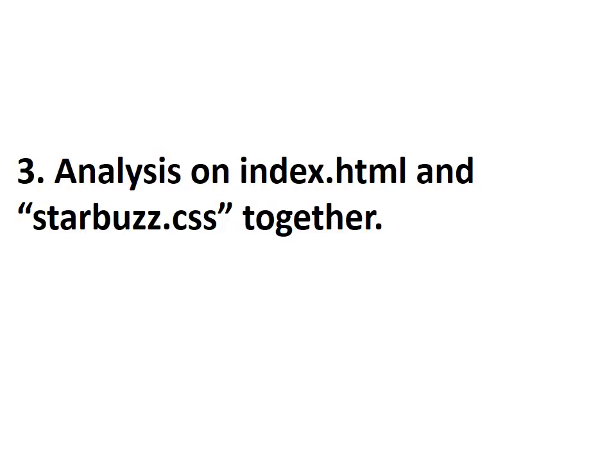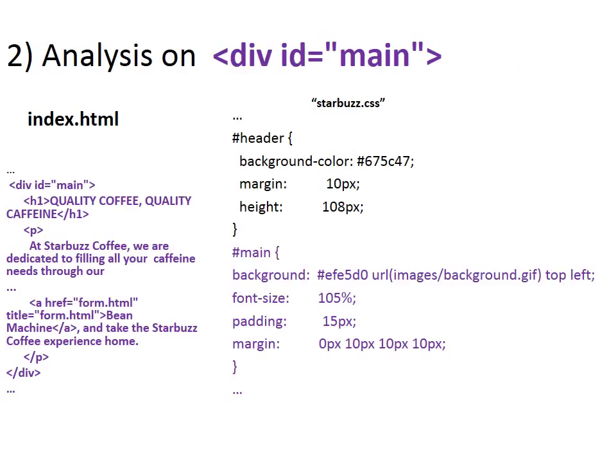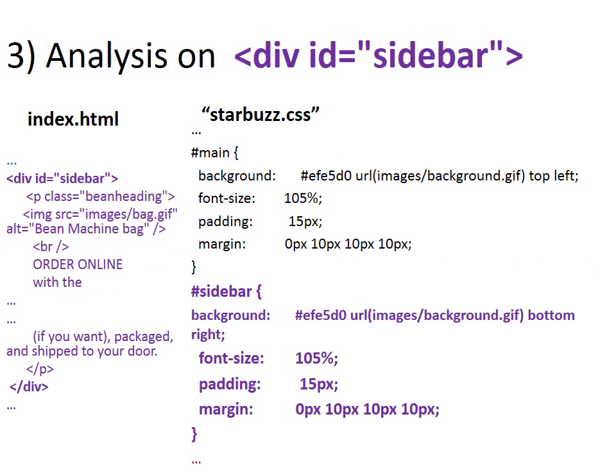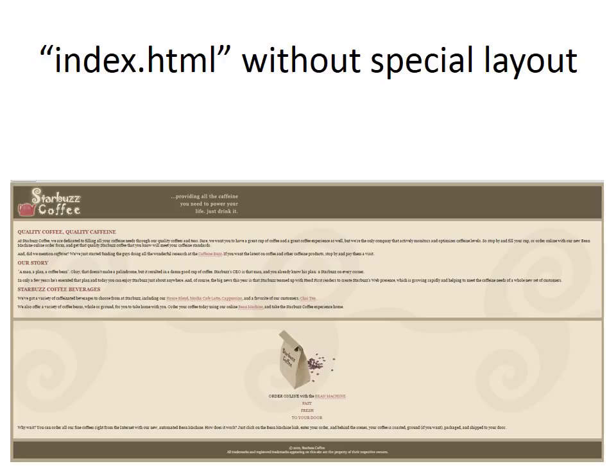Analyze header, main, sidebar, and footer with index.html and stopwatch.css together. Header has a background color, margin, and height. Main has background image, font size, padding, and margin. Sidebar has background image, font size, padding, and margin. Footer has background color, font color, center aligned text, padding, and margin. This is the result of index.html without special layout.